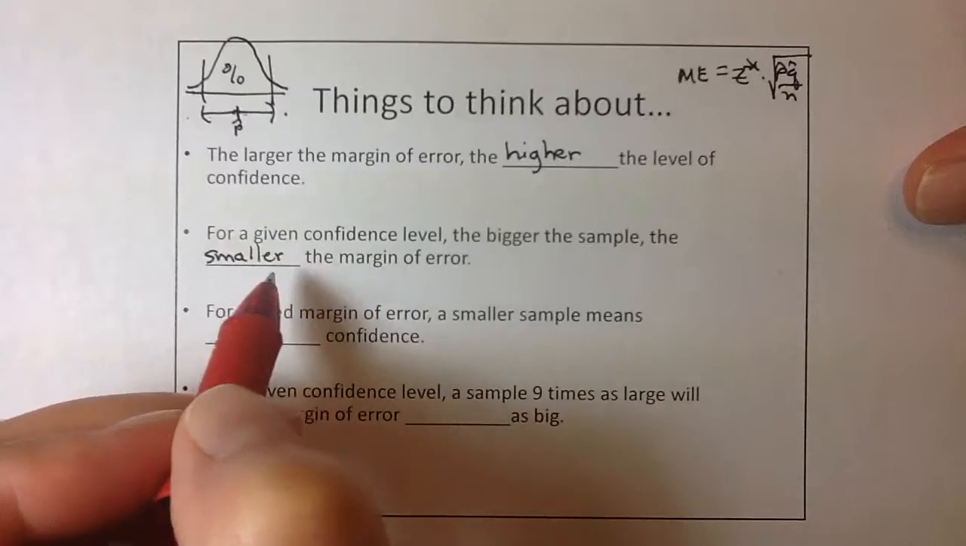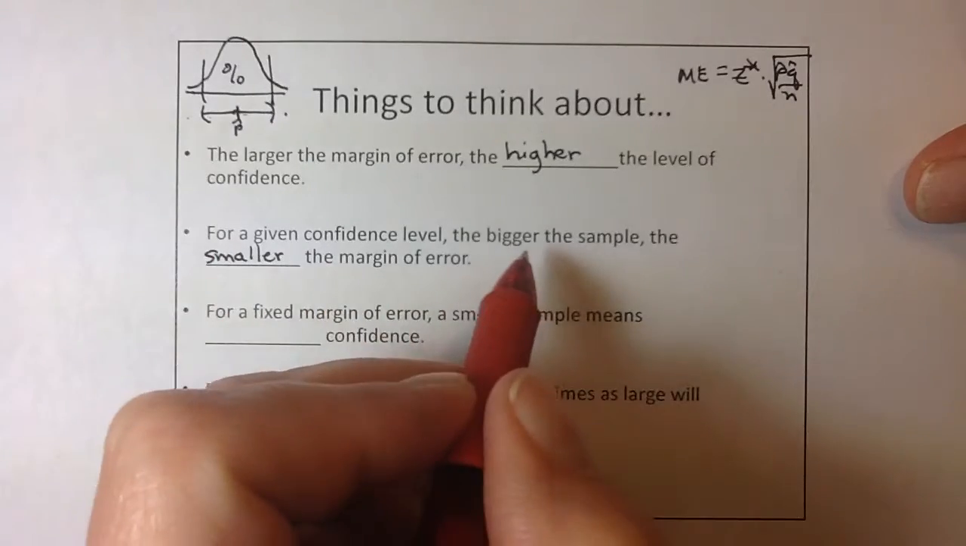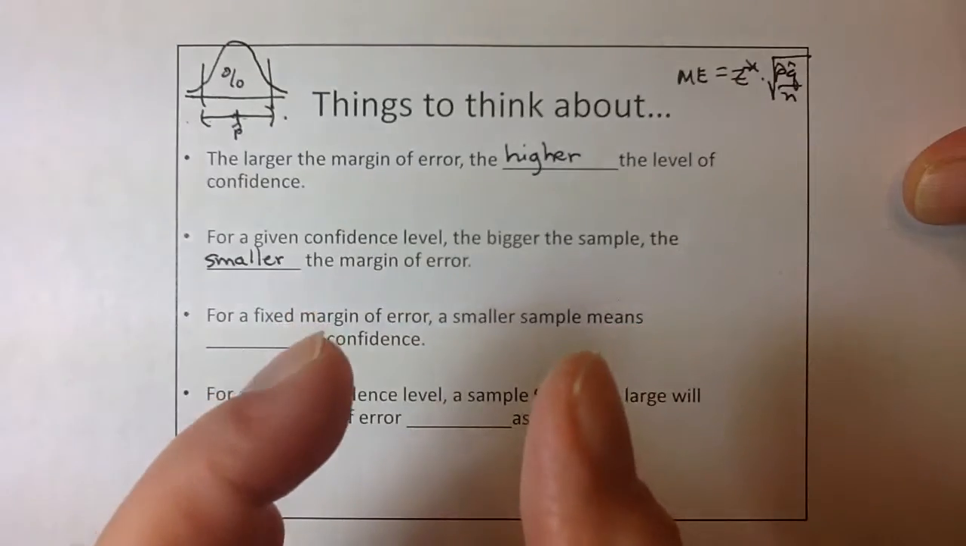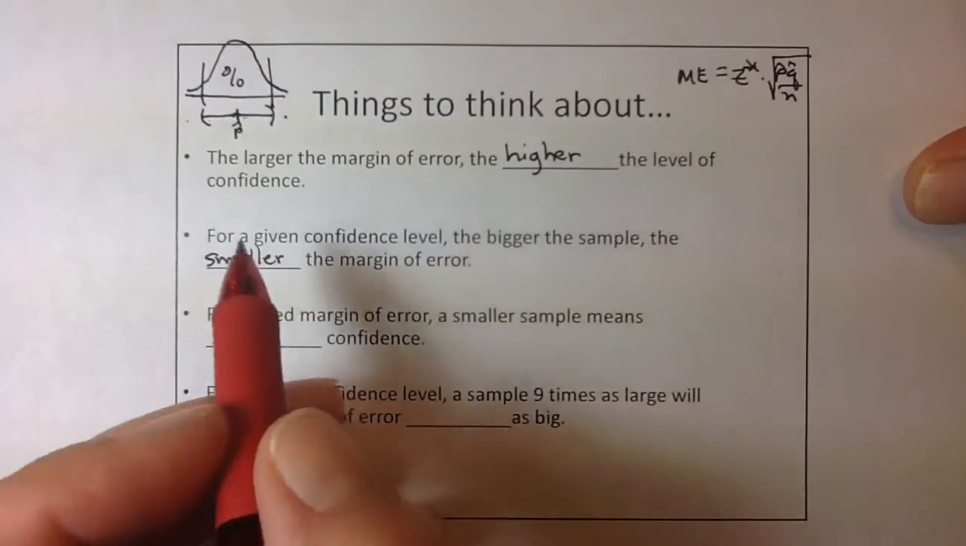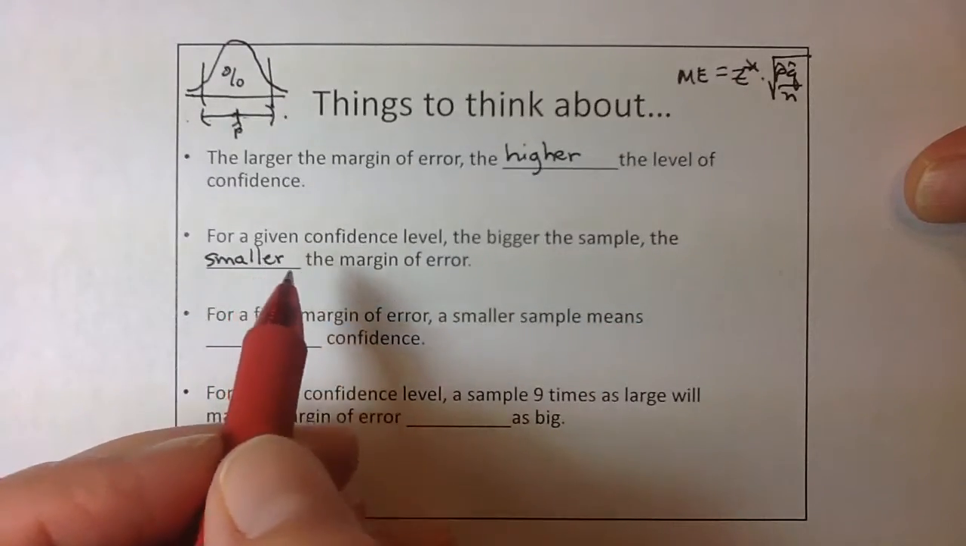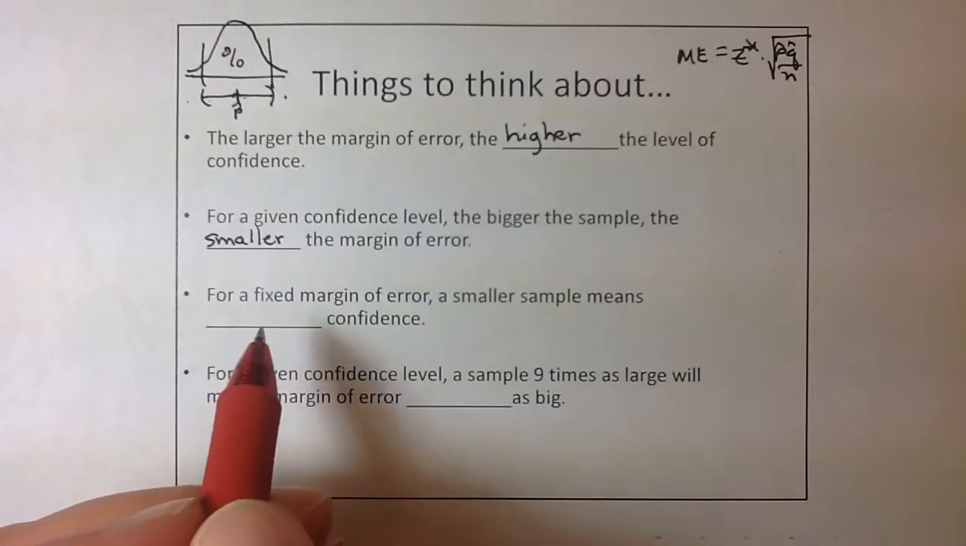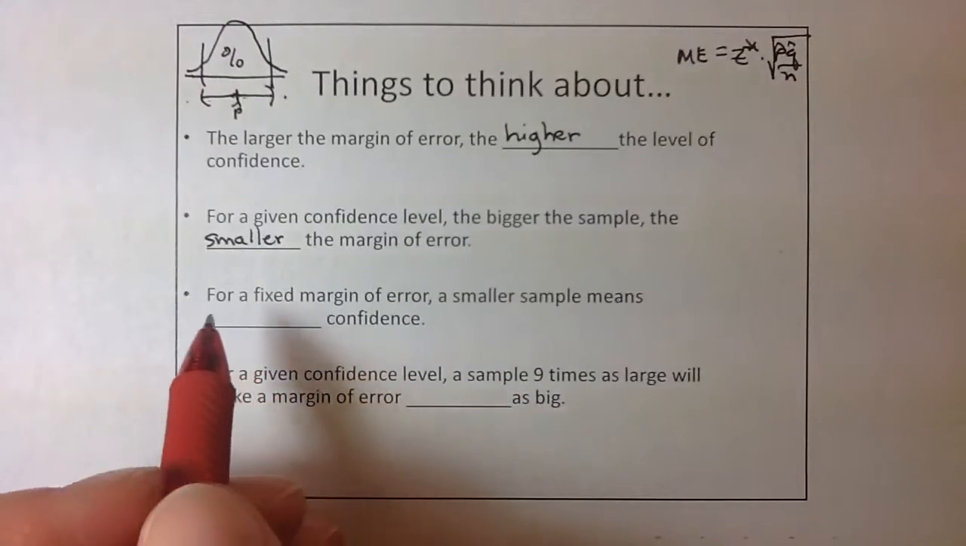You can also think of it this way. As your samples get bigger, your spread in general gets smaller. So if things are less spread out, then we should have a smaller margin of error. All right, the third one I think is probably the toughest one to think through. I use the equation for this one.